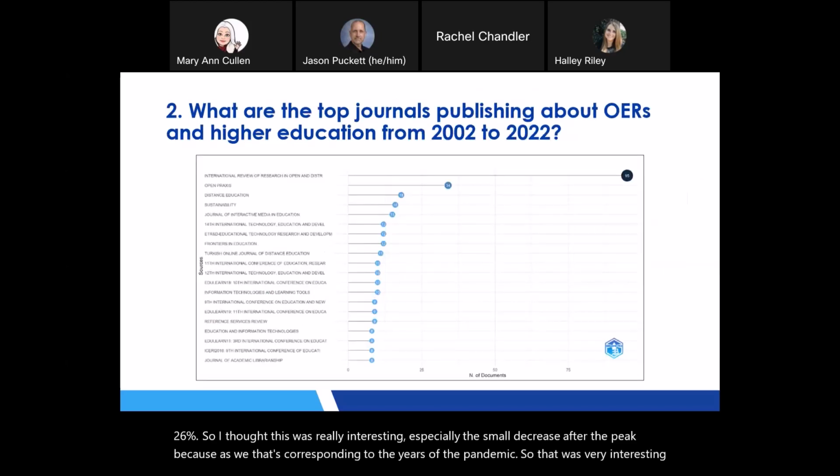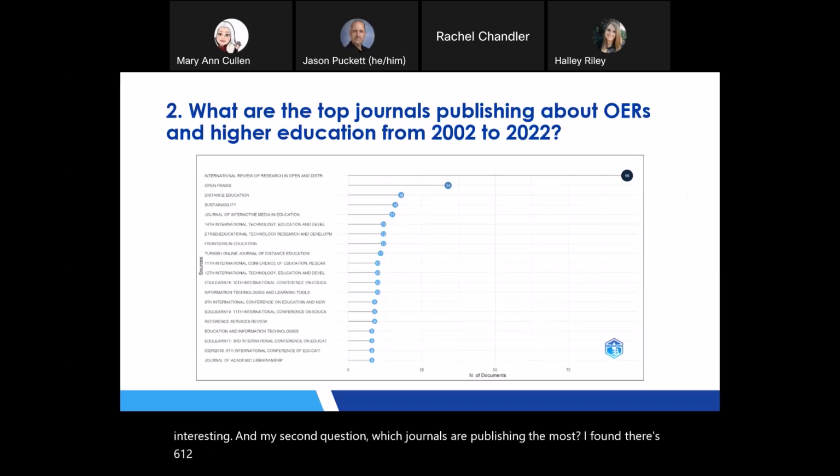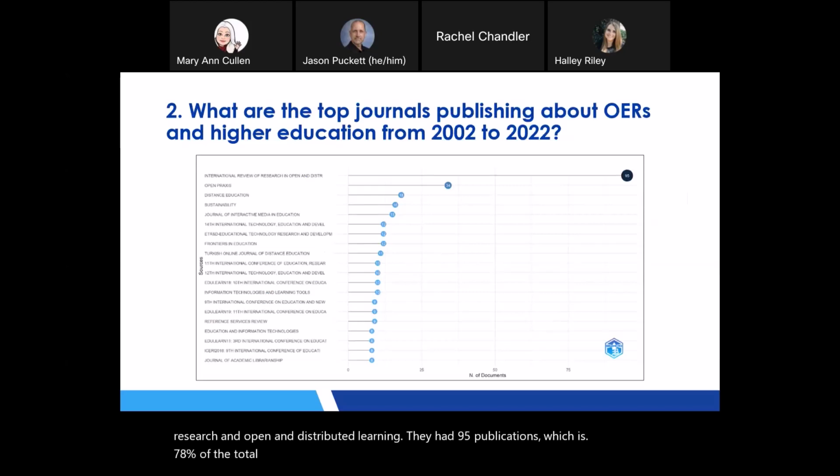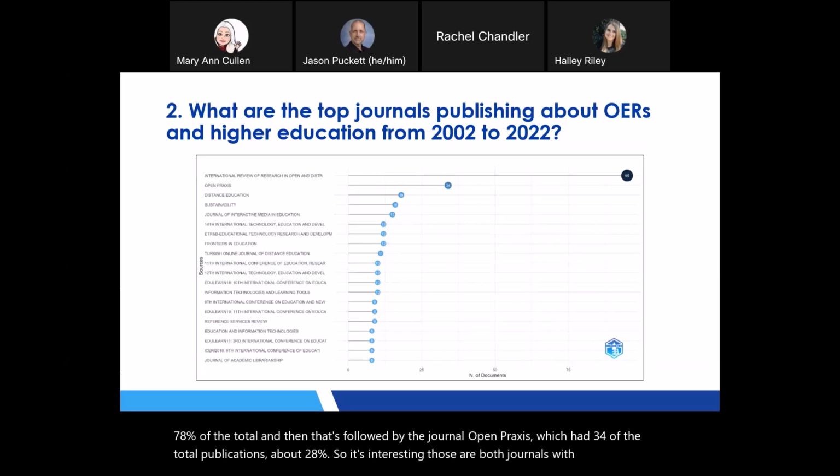And my second question: which journals are publishing the most? I found there's 612 different journals, including conference proceedings, that published articles on the topic. The most prolific, as you can see in this graph, was definitely the International Review of Research in Open and Distributed Learning. They had 95 publications, which is 7.8% of the total. And that's followed by the journal Open Praxis, which had 34 of the total publications, about 2.8%. It's interesting, those are both journals with open in the title. They have a focus on open education, so it's not surprising that they would be publishing the most.